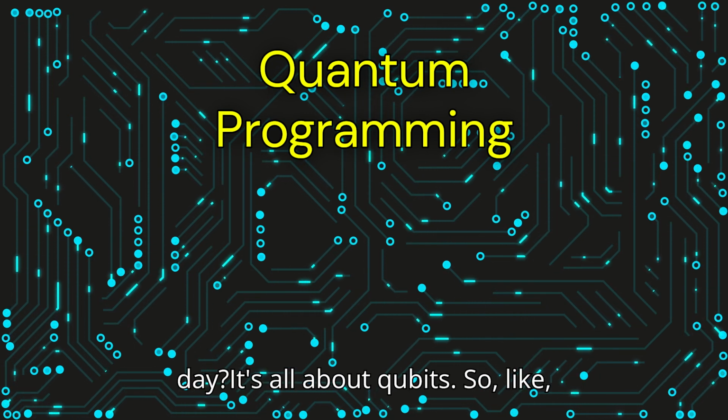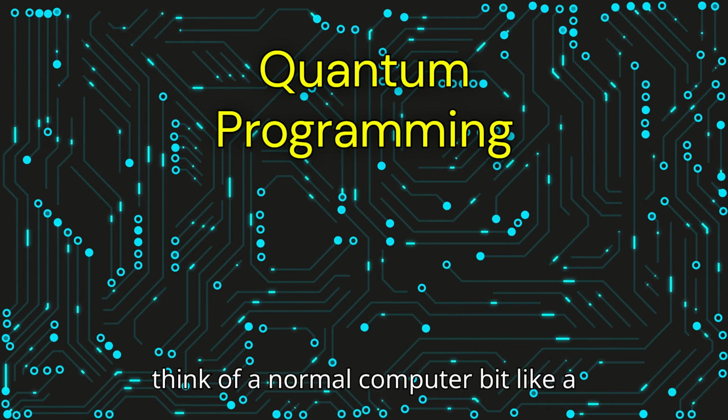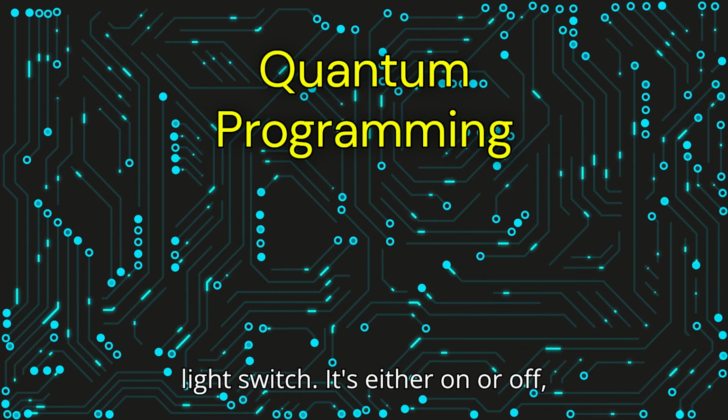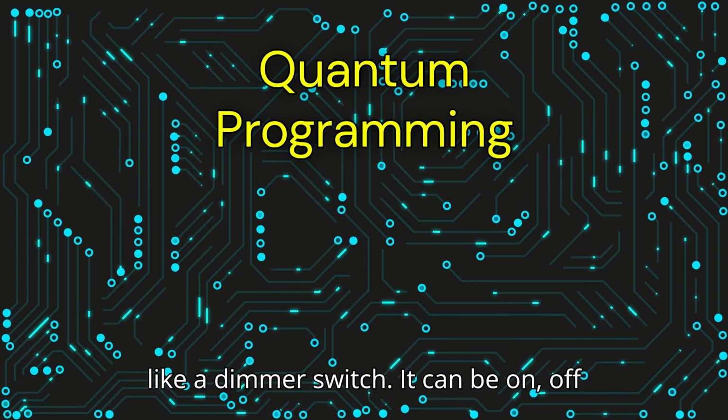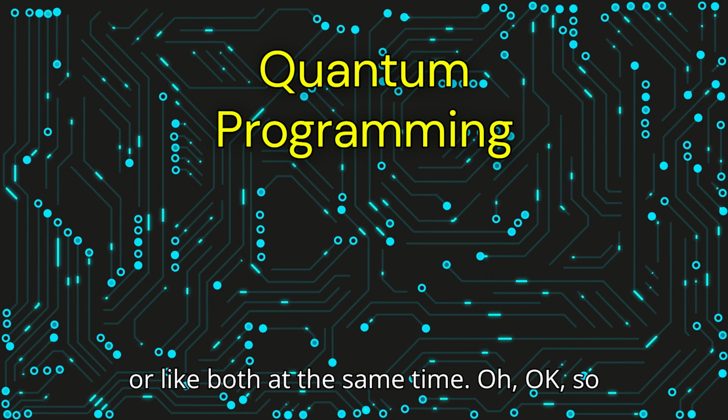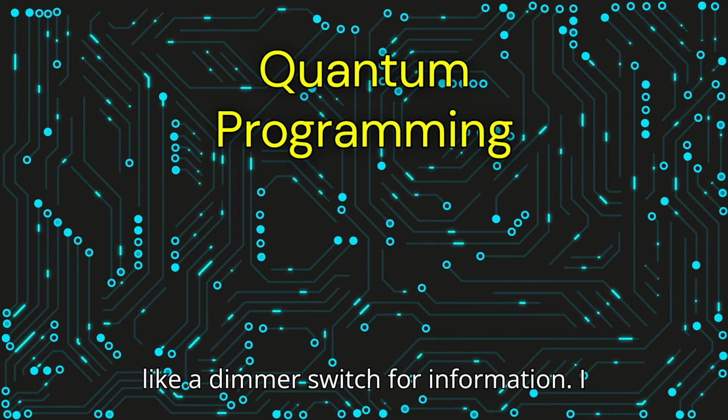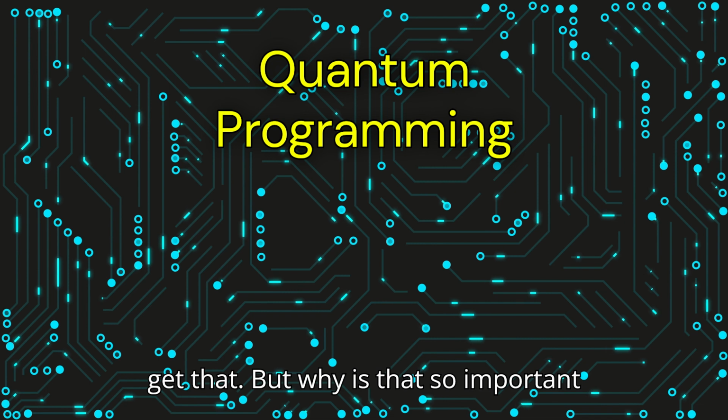It's all about qubits. So, think of a normal computer bit like a light switch. It's either on or off, right? One or zero. But a qubit is more like a dimmer switch. It can be on, off, or both at the same time. Oh, okay, so like a dimmer switch for information. I get that. But why is that so important for computing?